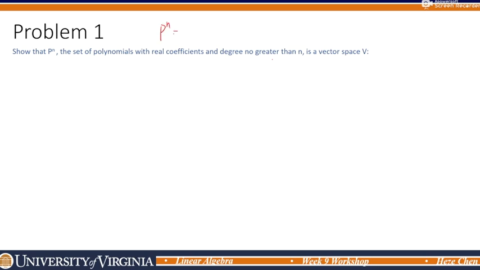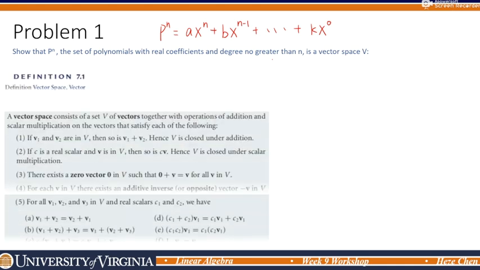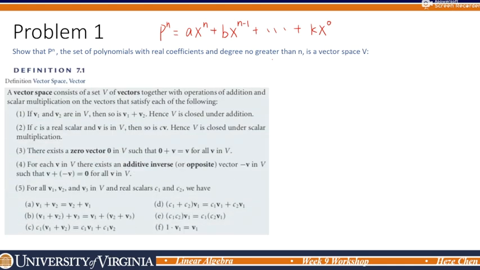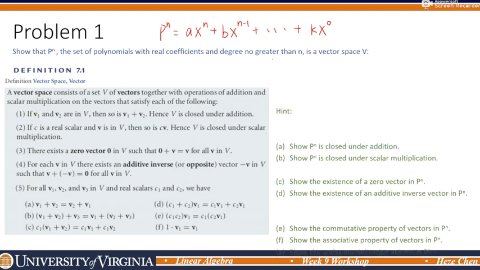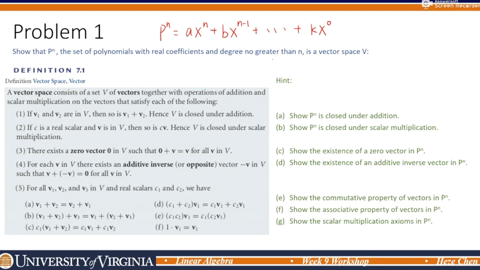Pn can be written as a times x to the n plus b times x to the n minus 1 plus dot dot dot plus k times x to the 0. Here is the definition for the vector space. In order to prove Pn is a vector space V, we have to do the steps from A to G in the hint, which is similar to the definition for the vector space.